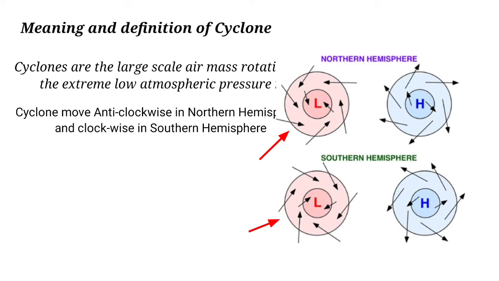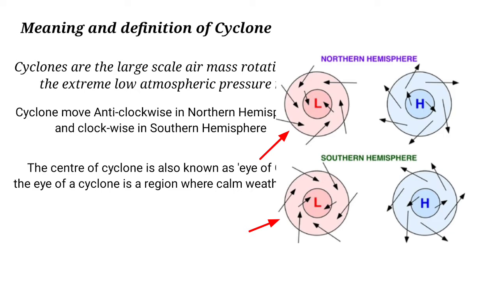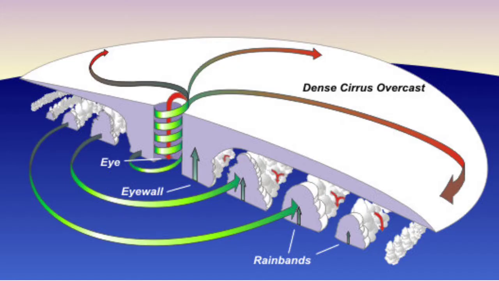If it has developed in the northern hemisphere, it will move anti-clockwise, and if it is in the southern hemisphere, it will move in a clockwise direction. Now the center of the cyclone is also known as the eye of a cyclone. This is a region where calm weather prevails, right?